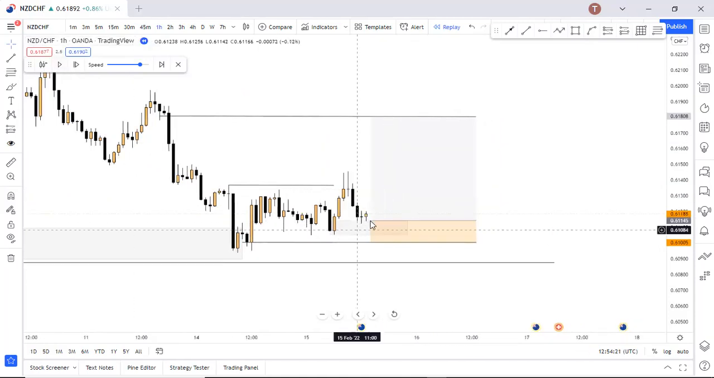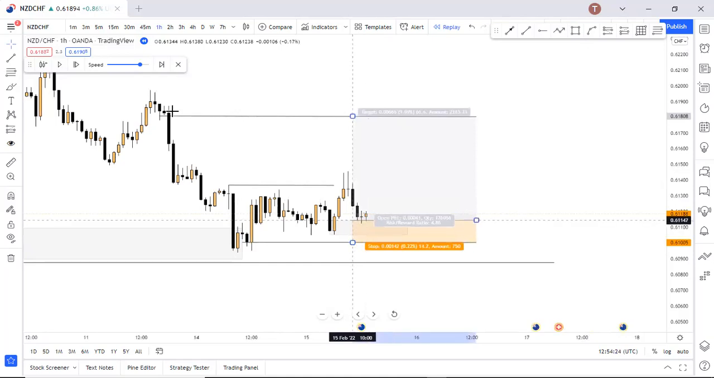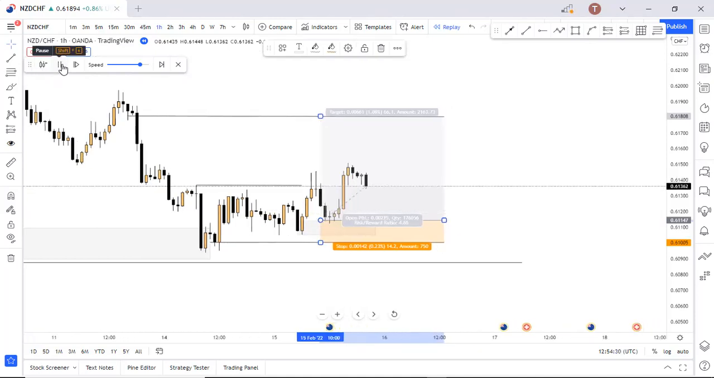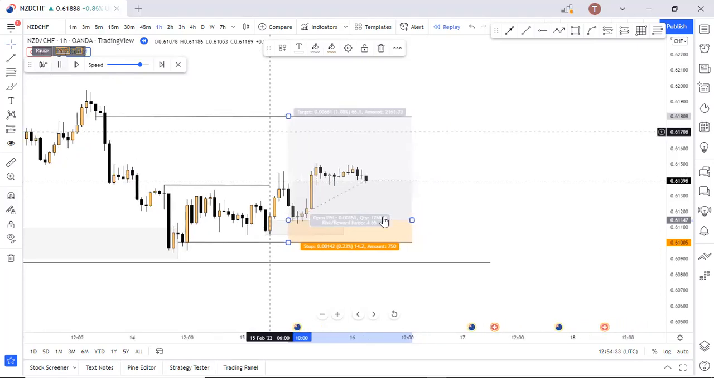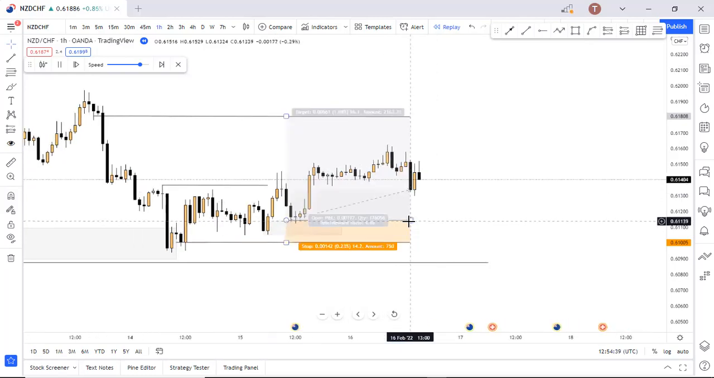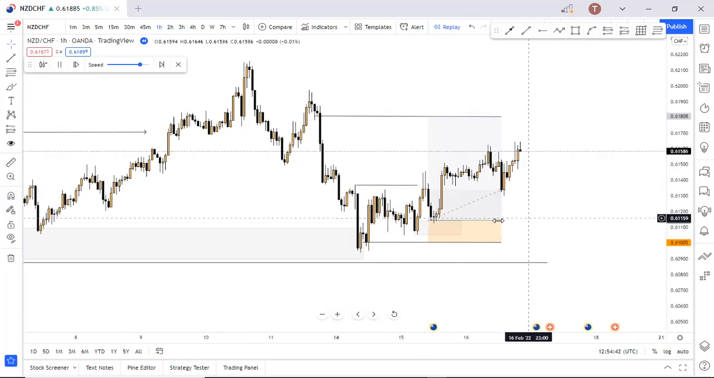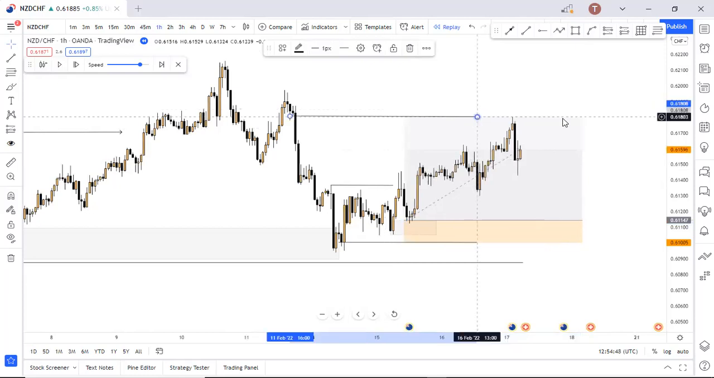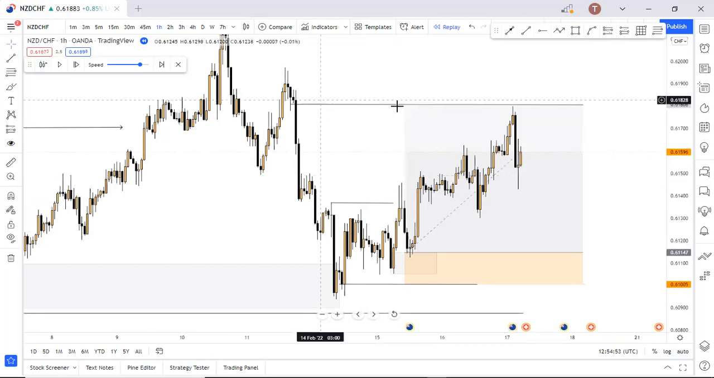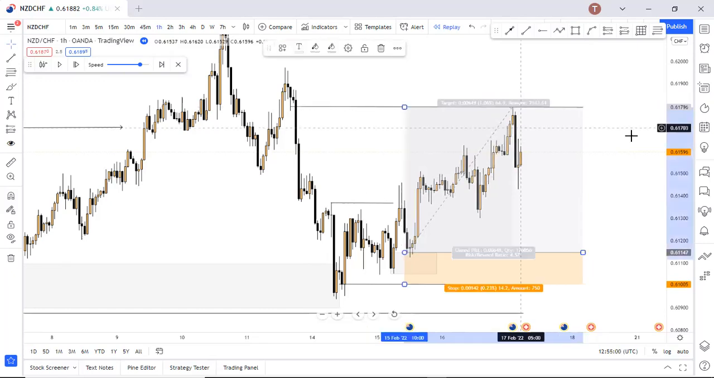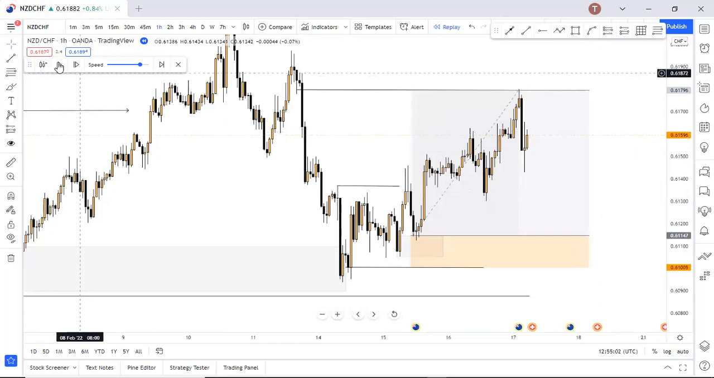So the market came, tapped into my buy limit, and I was in a trade, and the market went all the way up. And that was about a 1 to 5 RR trade. Yeah, with just 14 pips, and take profit was smashed. Once the market tapped this zone, my take profit was smashed for about 64 pips. The market started reversing.